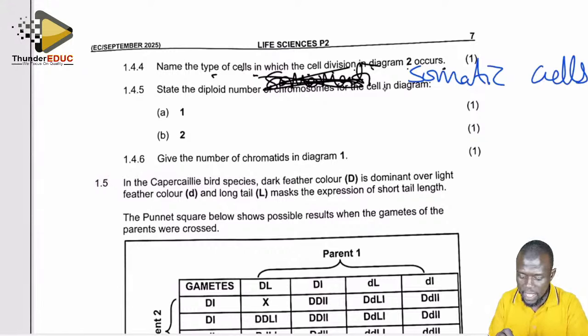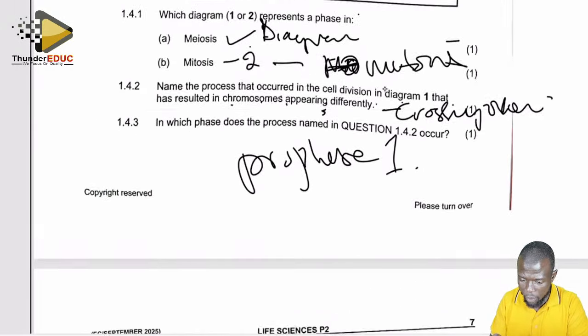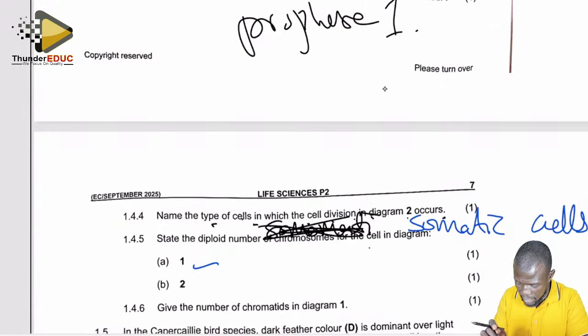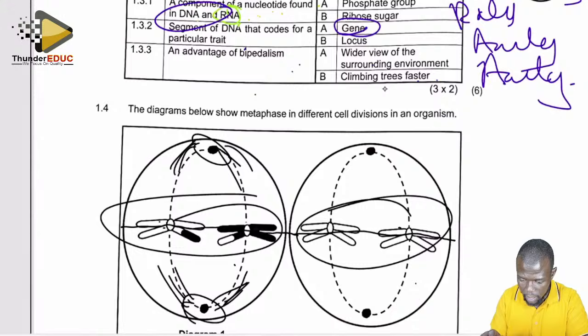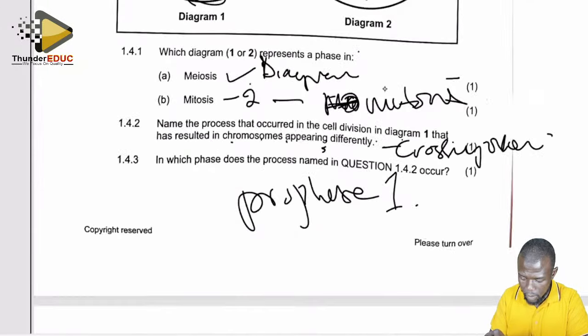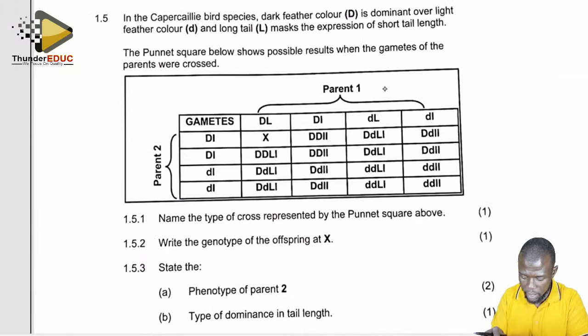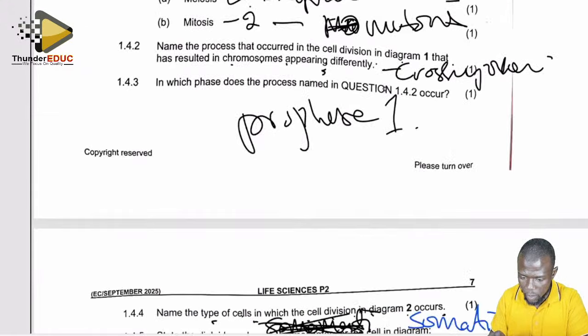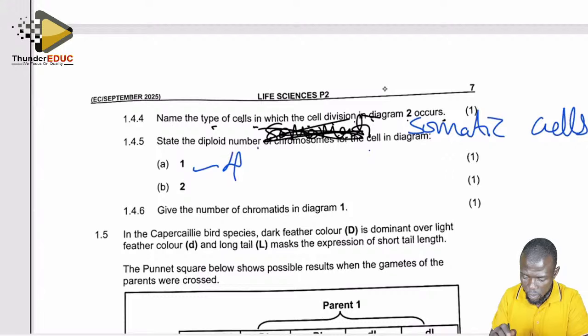Then they're saying, state the diploid number of chromosomes in diagram 1. Did they say it's a human cell? They didn't say anything about a human cell. So it's going to be the diploid number. It's going to be 4. And also this one is going to be 4.